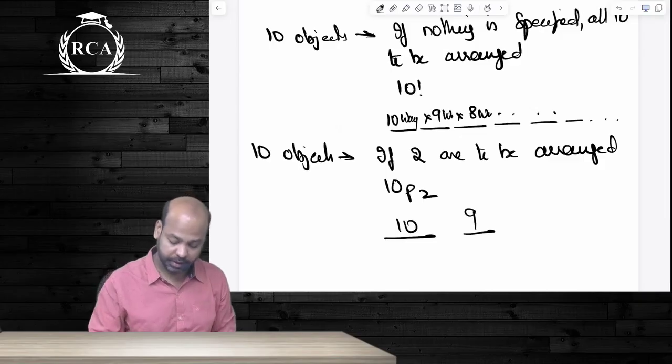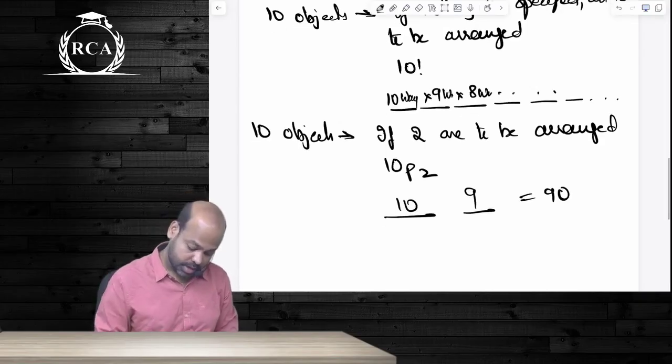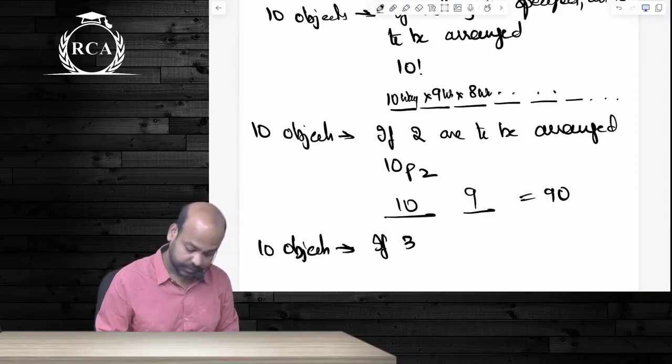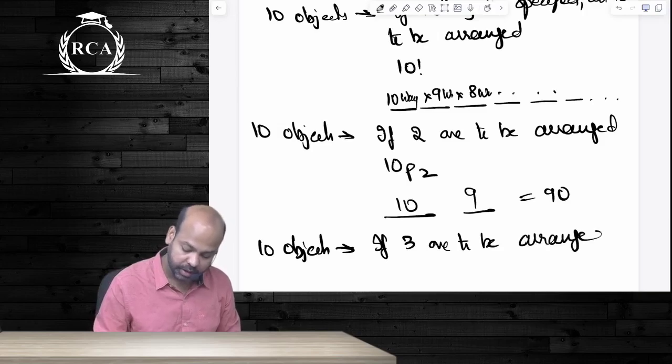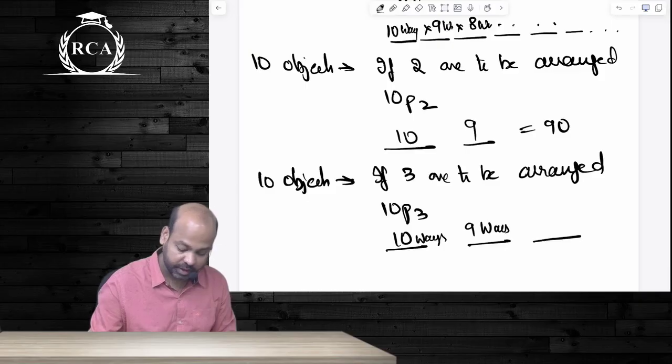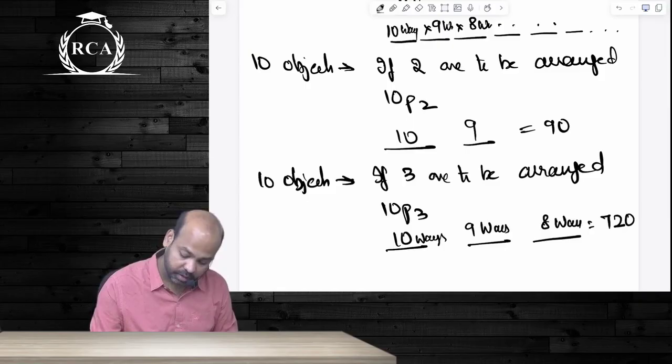That is 10p2, 90. Out of 10 objects, if 3 are to be arranged, what will you write? 10p3. First place can be filled up in 10 ways, next place in 9 ways, next place in 8 ways. This will become 720.